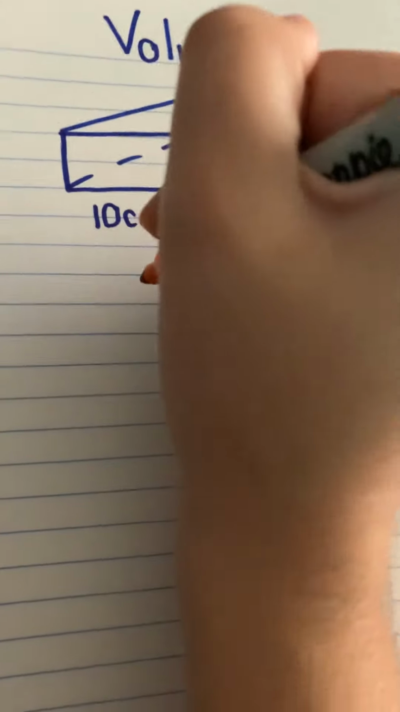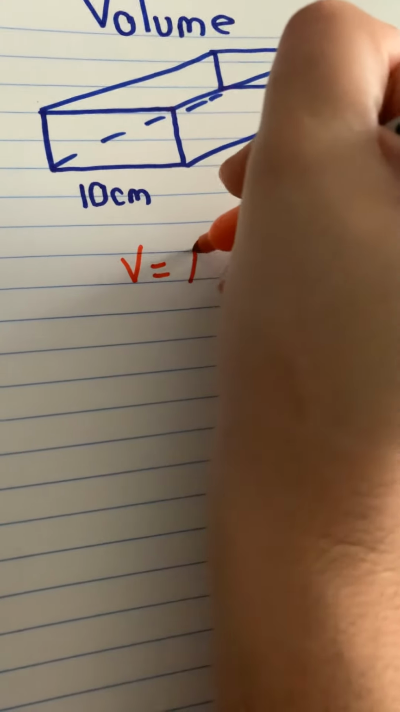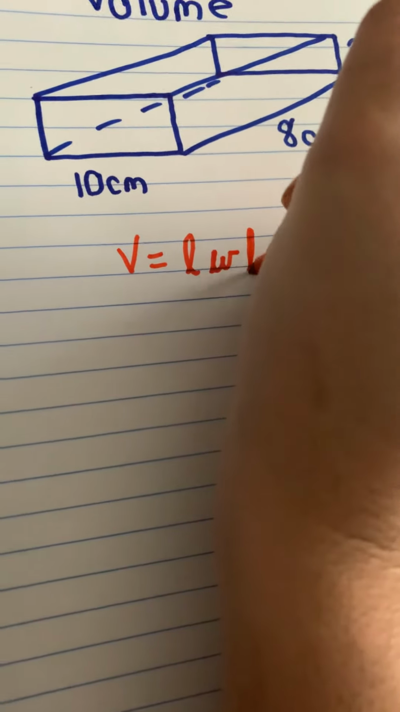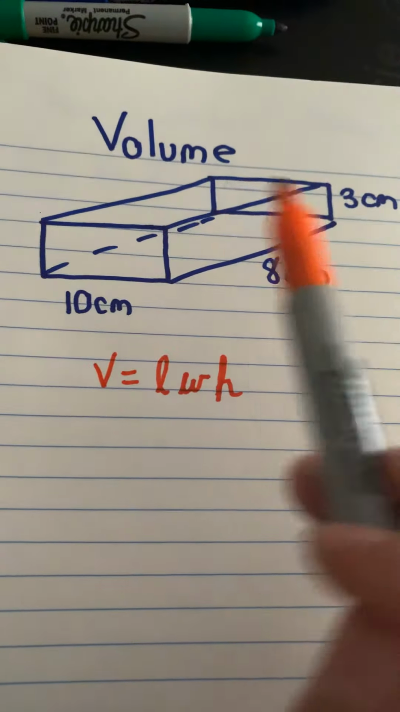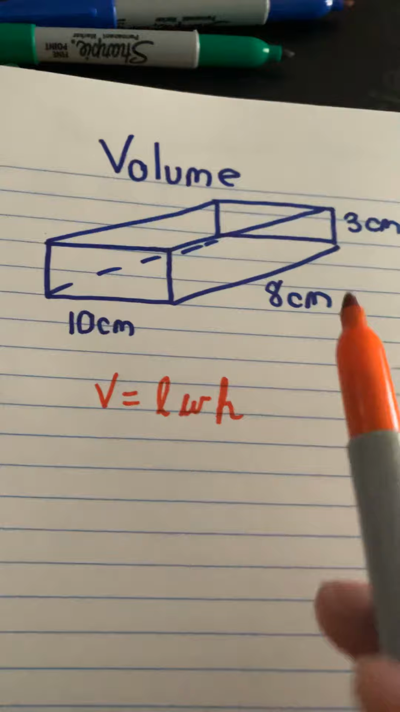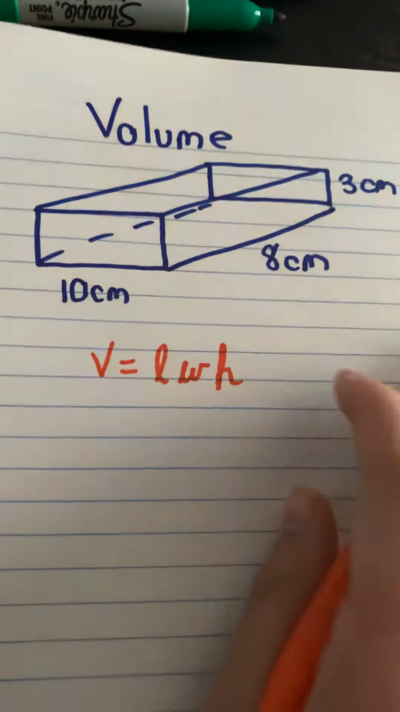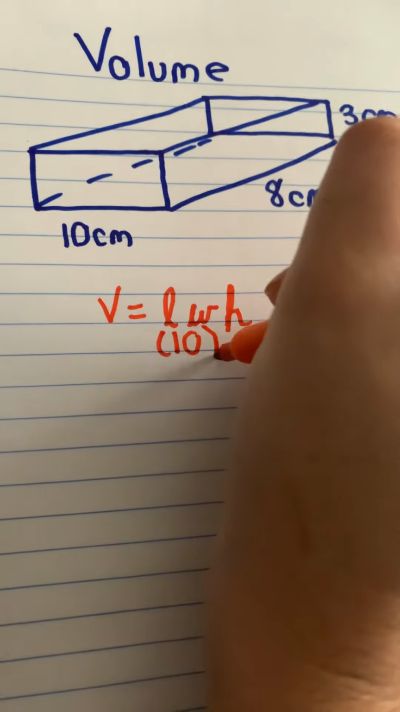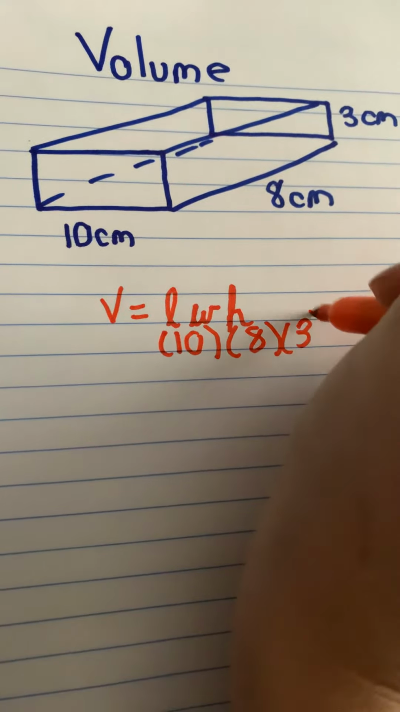So when we find volume, we use volume equals the length times the width times the height. What's cool about this, because we're multiplying, you can do it any way you want as long as you're multiplying all three of these numbers. Does not matter what order you multiply them in. Does not matter which one you call the length, width, or height. In this case, I'm going to call the length 10, the width 8, and the height 3.